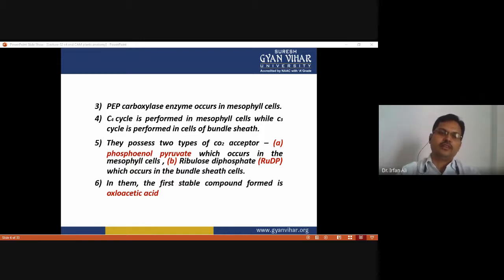Another difference between them is that the first stable compound formed in the C4 plant is OAA, oxaloacetic acid, while in the C3 plant the first stable compound formed is 3-phosphoglyceric acid, 3PGA. So these are some of the differences between them. And the major difference is the anatomy of the leaves, that is the Kranz type anatomy.